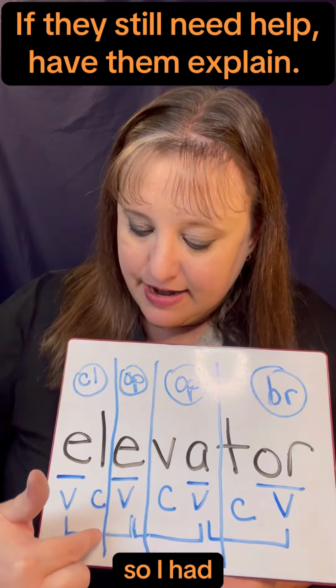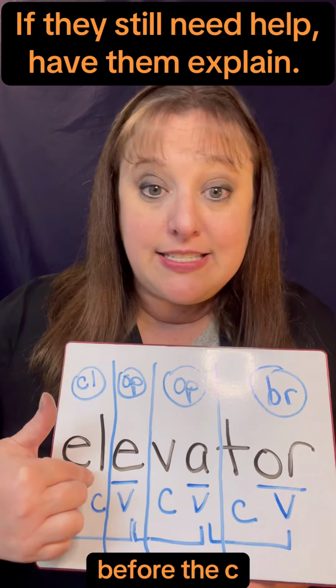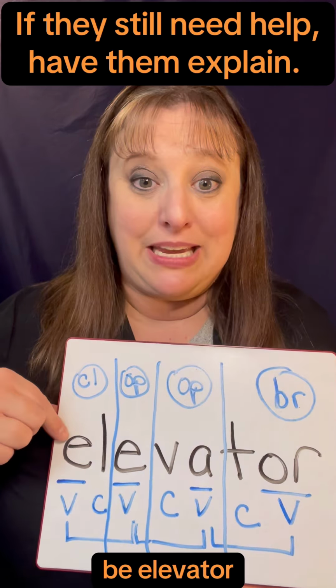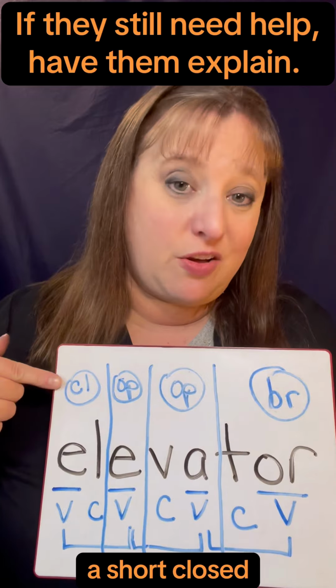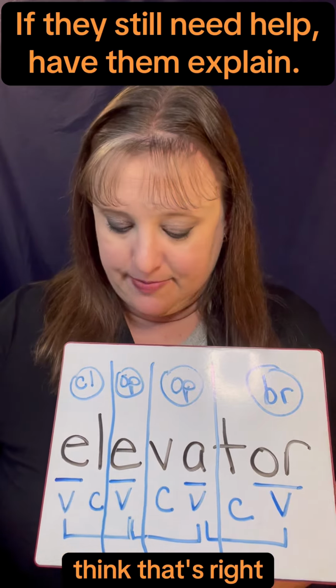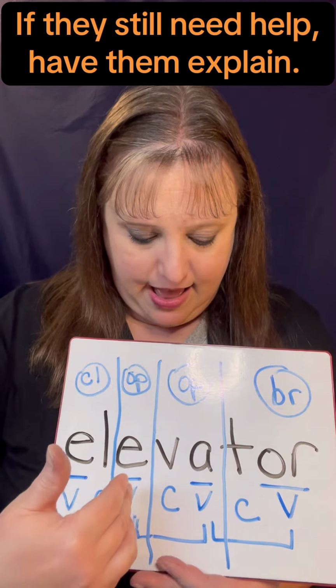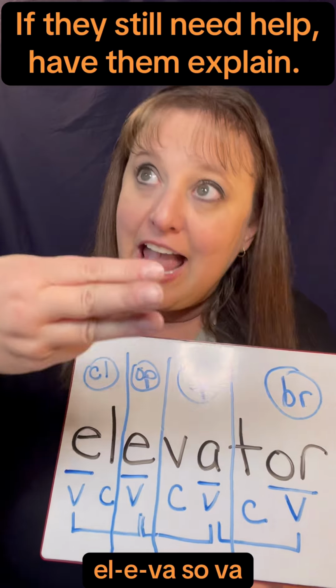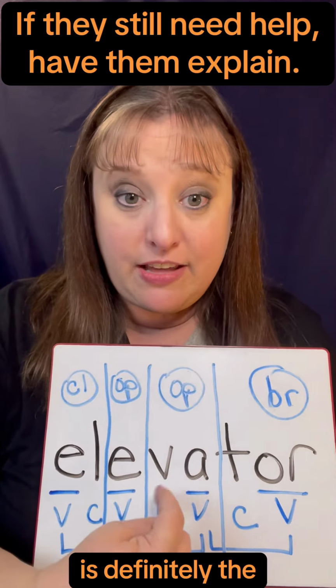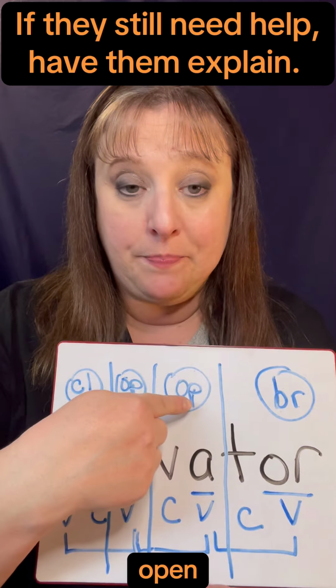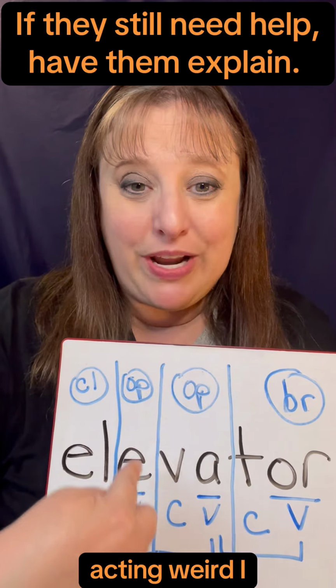So I had the dotted line before the C, and that did not sound right because that would be elevator, and I needed it to be a short close. So I moved it after. I think that's right. And then elevate. So vey is definitely the 3rd syllable because that A has to be open. So this is acting weird. I don't know what's going on there.